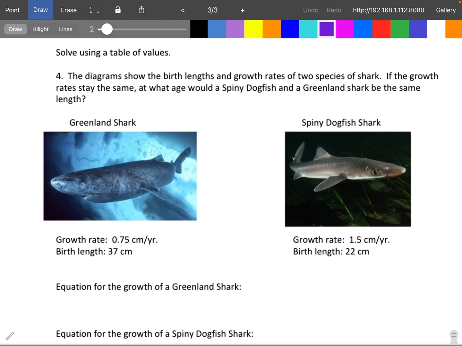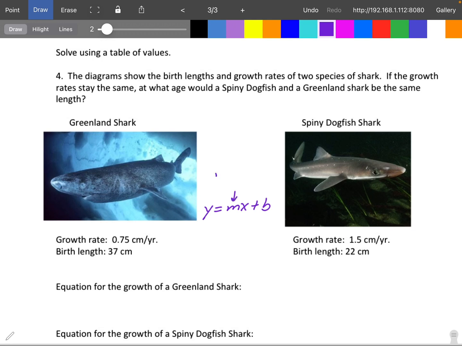How long is that going to take? That's what we're trying to find out. Now we can write an equation for this because we can see down here that it is a constant growth rate for each one. So constant growth rate means linear. So we're going to write our equations as y equals mx plus b.